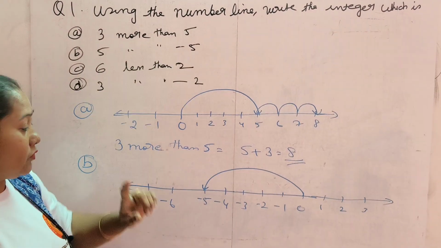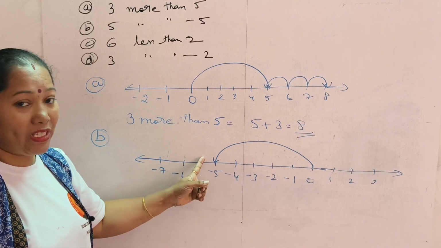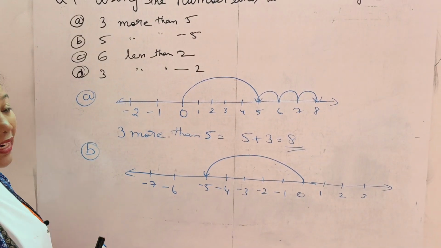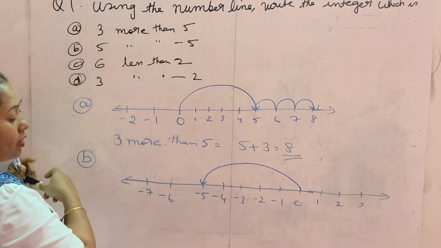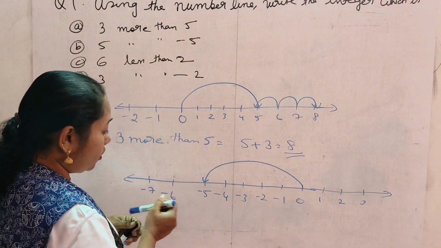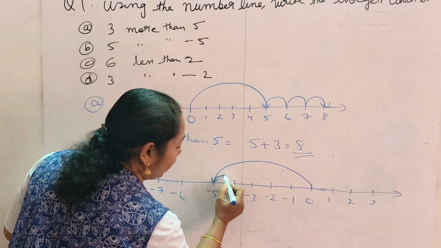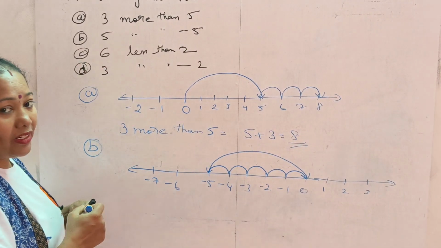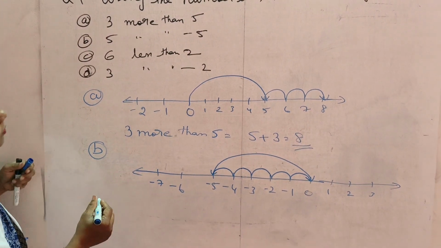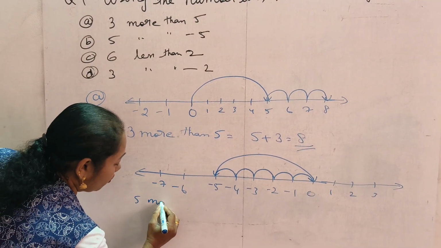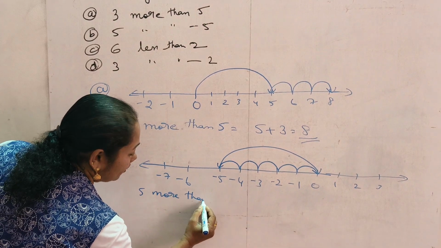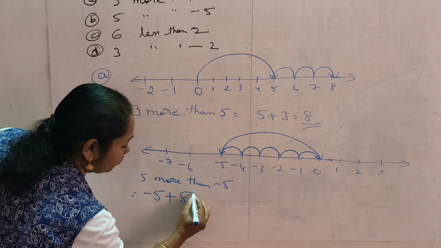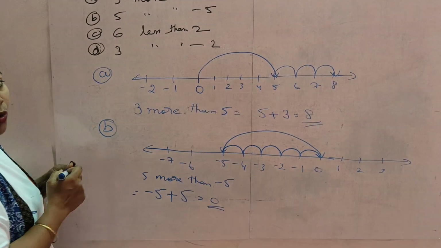5 more than minus 5. So first 0 to minus 5. More than means we have to move towards the right side, and 5 numbers. How many numbers? 5 numbers. So 0 to minus 5, then 1, 2, 3, 4, 5. So what did we get? We get 0. So 5 more than minus 5 means minus 5 plus 5, that is 0.